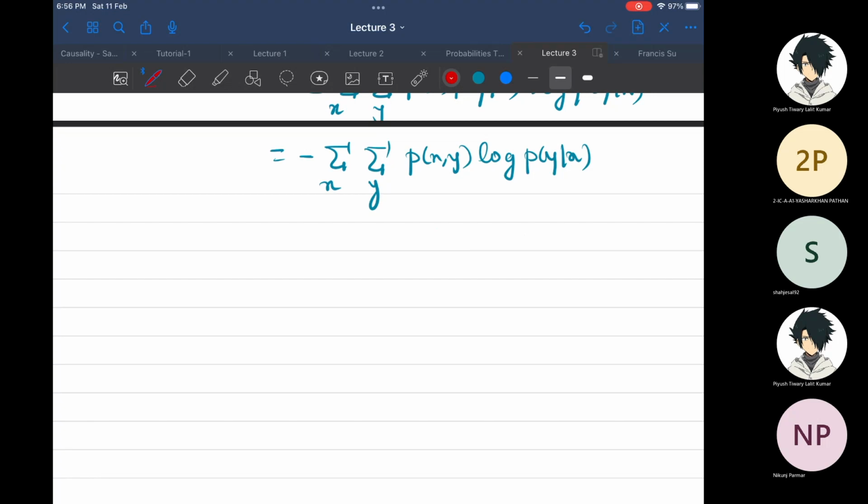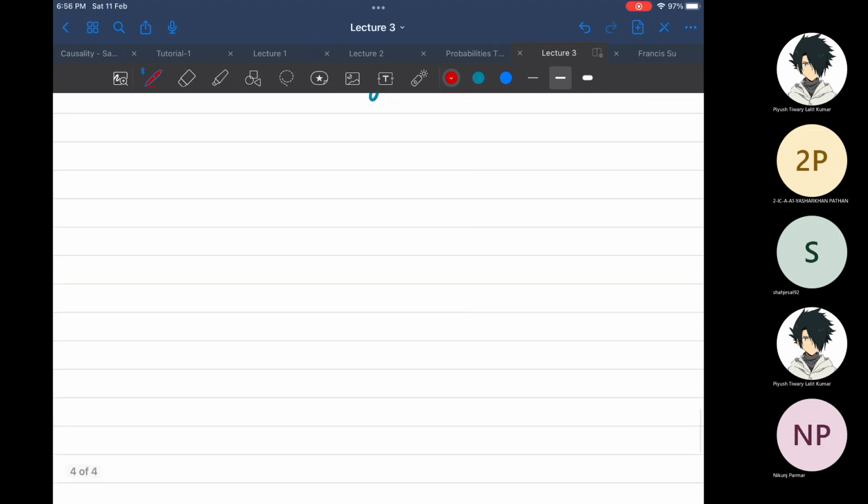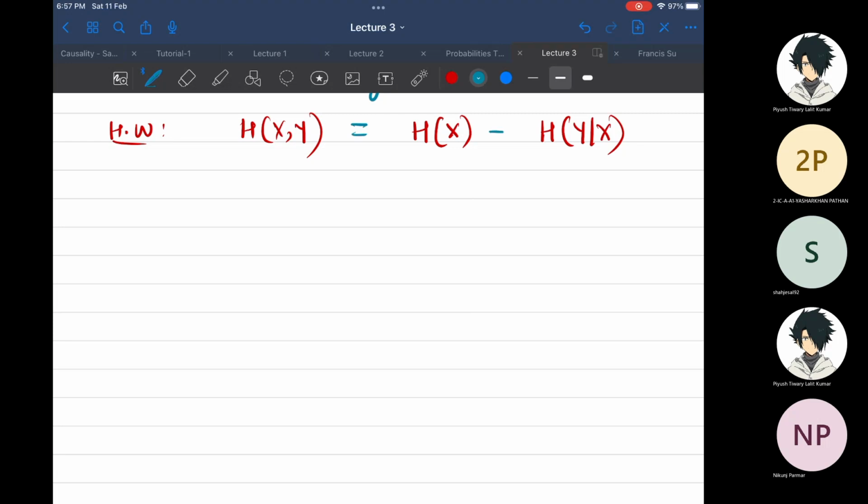Okay. Now, let me give you a homework. Maybe I won't prove this, but this is rather a useful thing to know. So we saw what a joint entropy is. We also saw what individual entropy is, like if I just give you the random variable x, what its entropy is going to be. And just now we have defined what the conditional entropy is, right? So a natural question to ask is, is there some relationship between these three quantities?